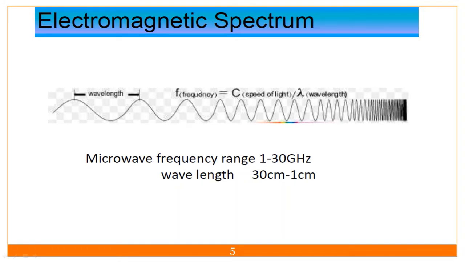Lambda is equal to c by f, where c is 3 into 10 raised to 8 meters per second, divided by the frequency, 1 gigahertz. So I will get 30 centimeter as the wavelength, and the range is nothing but 30 centimeter to 1 centimeter. So higher frequency gives maximum energy, and lower frequency gives lower energy.